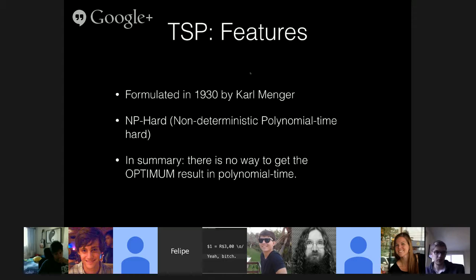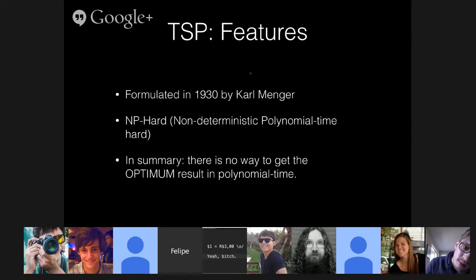It was formulated in 1930 by Carl Menger, and it's considered an NP-hard problem. It means that it can't be solved in polynomial time. In summary, there is no way to get the optimum result in polynomial time. We can solve the problem with a possible route that connects all its cities, but to ensure that the route is the optimum, the best choice among our available choices, we can't do that in polynomial time.